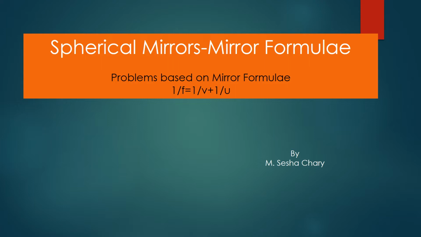In this session, we will learn how to solve problems based on the mirror formula, that is 1 by f is equal to 1 by v plus 1 by u. In our previous class, we studied and derived the mirror formula. In this class, we will learn how to solve a few sums related to the mirror formula and a few sums related to magnification, which are repeated in various competitive exams and in various public examinations.